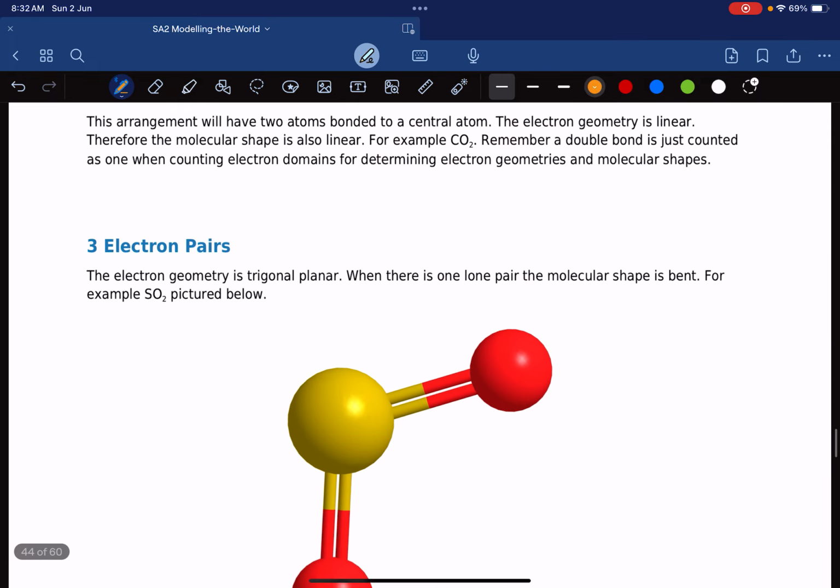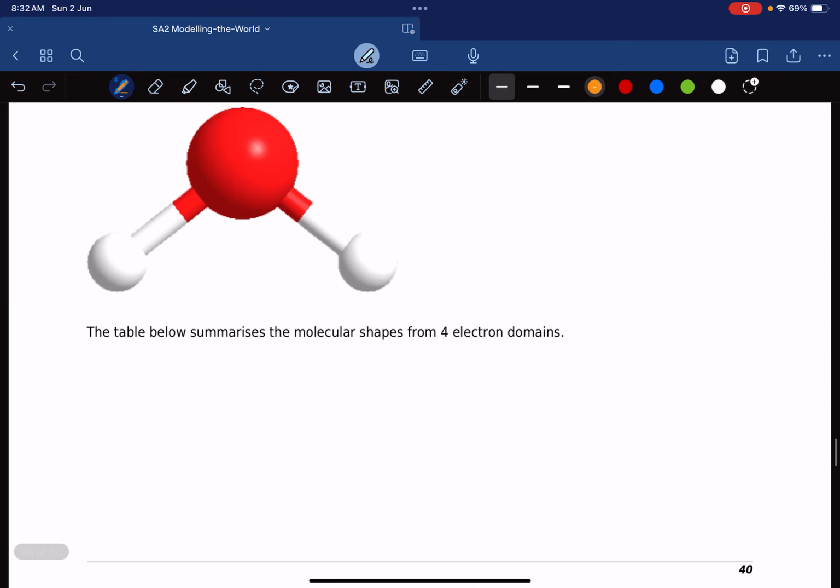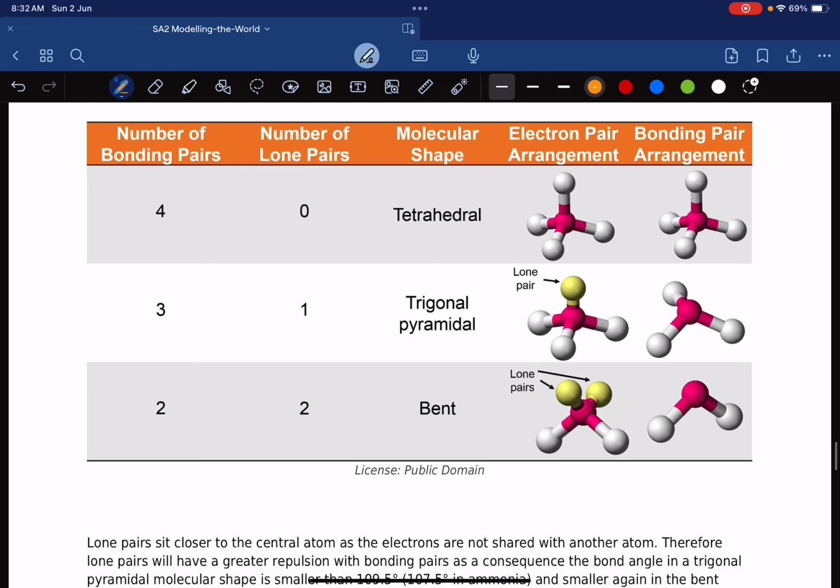So if we come back down here, there's another table here. You see in this table, if you had 4 bonding pairs, like in the case of methane, if you remember, it has 4 bonding pairs and there was no lone pair. The shape remains as tetrahedral.